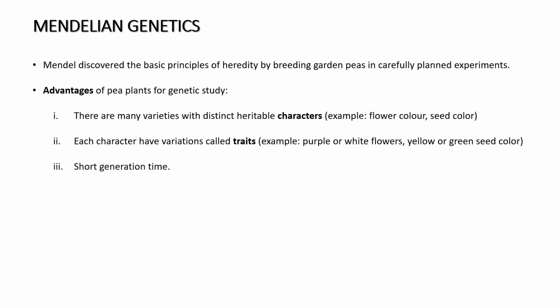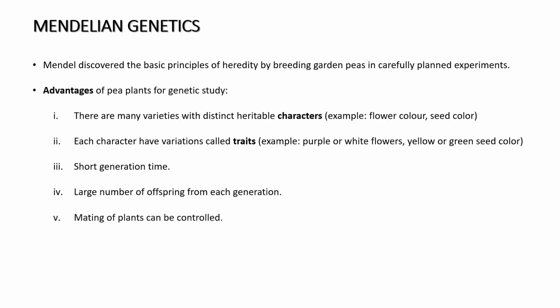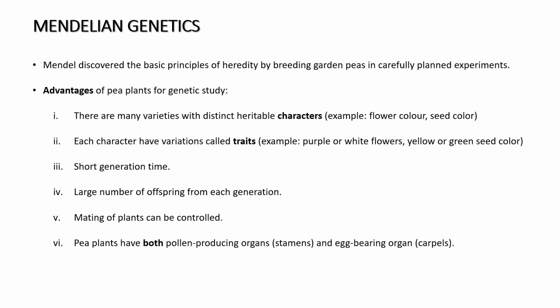Third, pea plants have a short generation time. Next, pea plants can produce a large number of offspring from each generation. Next, mating of plants can be controlled. Next, pea plants have both a pollen-producing organ, which is the stamen, and an egg-bearing organ, which is the carpel.